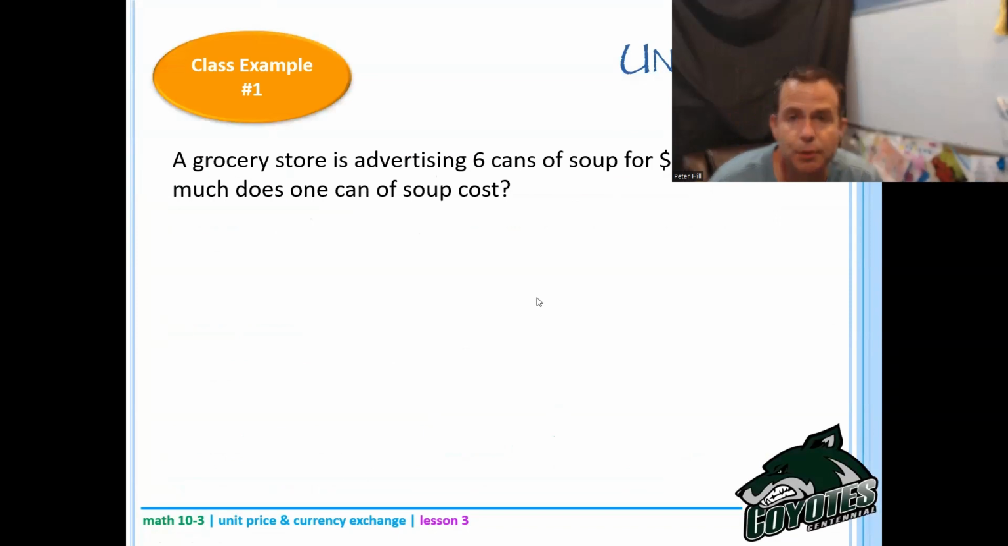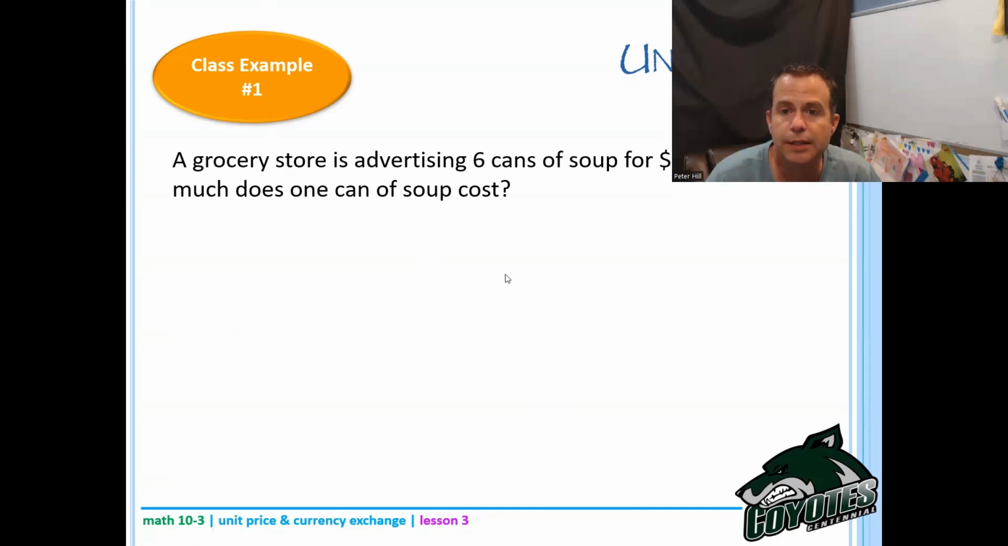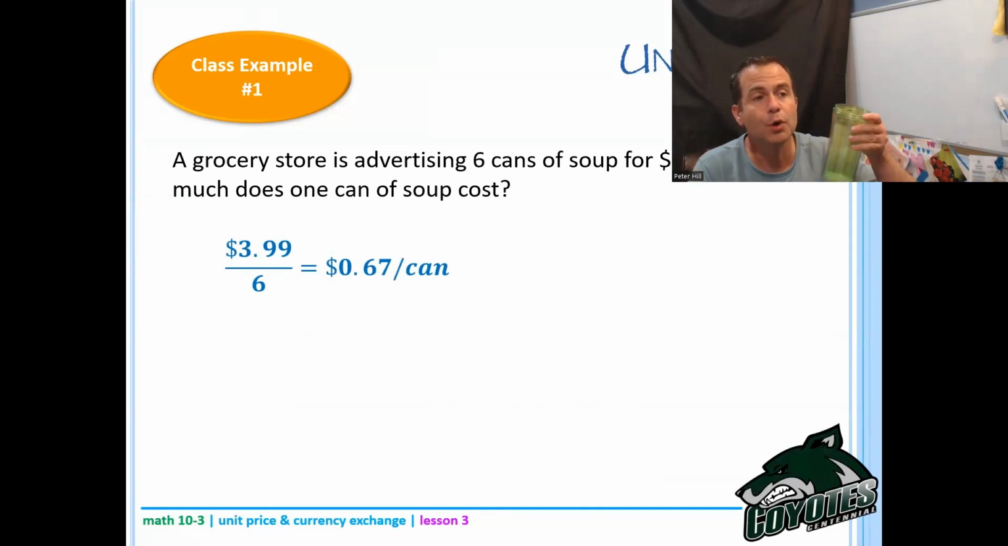Okay, so class example number 1, I'll just hide myself for just 1 sec here. A grocery store is advertising 6 cans of soup for $3.99. How much does 1 can of soup cost? Okay, so we did very, very similar questions to this in the first lesson. Remember, we just said in that last slide, the dollar amount has to go on the top. Okay, so we're going to have $3.99 on the top, 6 on the bottom, and when we go through $3.99 divided by 6, we end up with 0.67 of a dollar, or 67 cents.